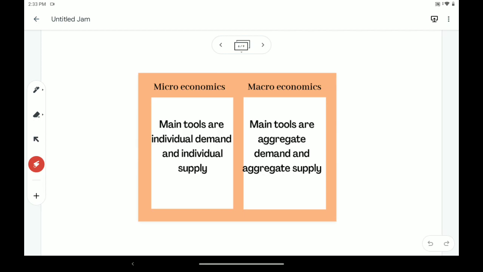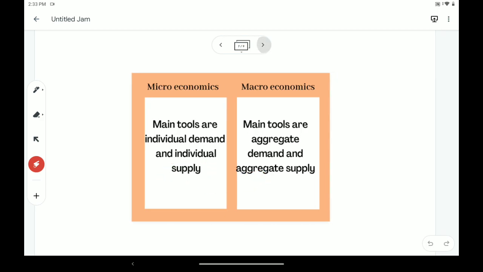The next difference is the main tools. In microeconomics the main tools are individual demand and supply, and in macroeconomics they are aggregate demand and supply. This is the easiest one to understand. The individual demands are summed up to be the aggregate demand, and individual supplies are summed up to be the aggregate supply.